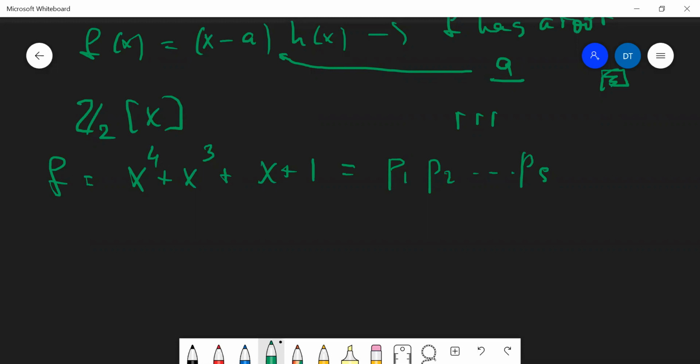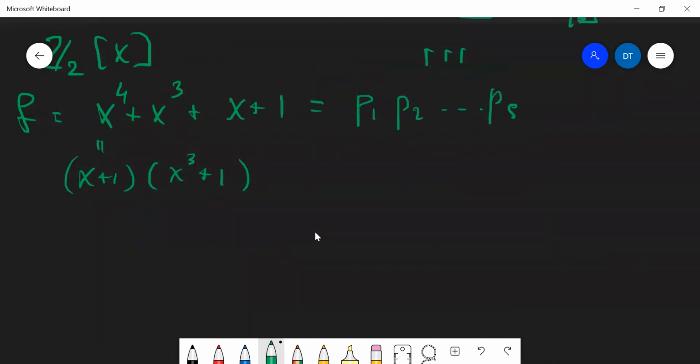What you see here is that, first of all, you can decompose this into a product (x + 1) times (x^3 + 1). I'm sorry, x^3 + 2, I believe. No, it's okay. x^3 + 1. Yeah, there is no 2.